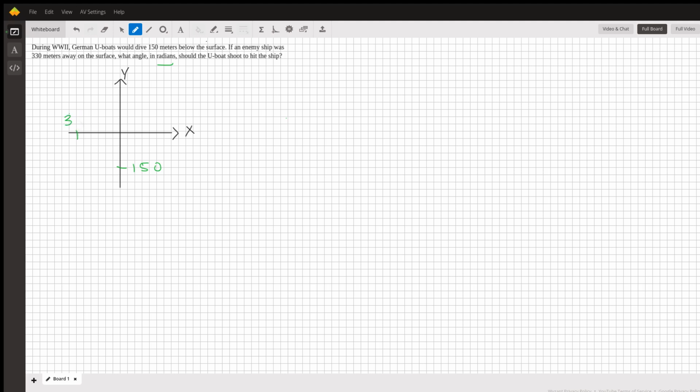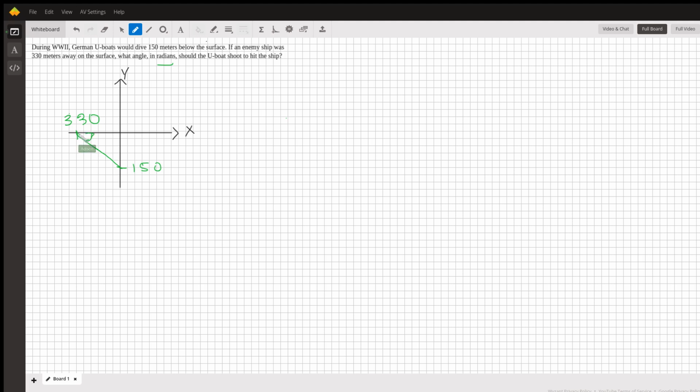So now that we have it on the Cartesian coordinate system, we can see that we need to make a right triangle so that we can use the tangent or sine or cosine in order to find the angle. So let's create a right triangle by connecting the 330 value and the 150 value. And now we need to find this angle right here.